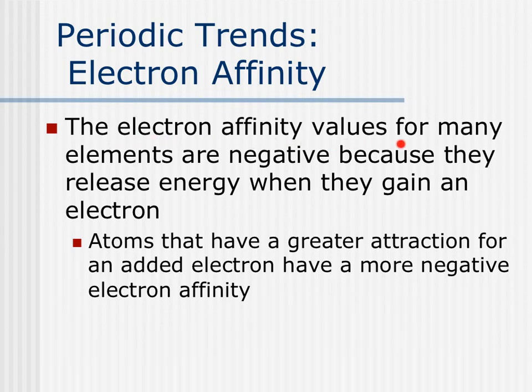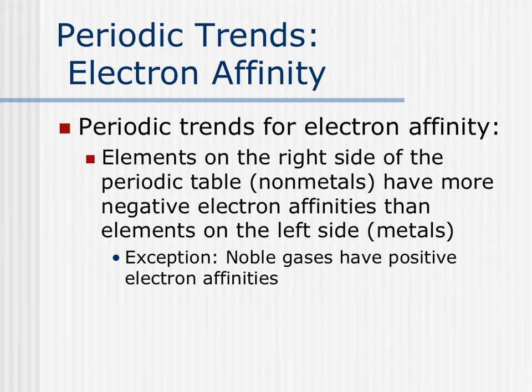The electron affinity values for many elements are negative because they release energy when they gain an electron. Atoms that have a greater attraction for an added electron, like those halogens, have a more negative electron affinity value. And the trend for electron affinity is that elements on the right side of the periodic table have more negative electron affinities than elements on the left side, the metals. And the exceptions here are noble gases, which actually have positive electron affinities, meaning that there's no way in heck that they want to be getting another electron.